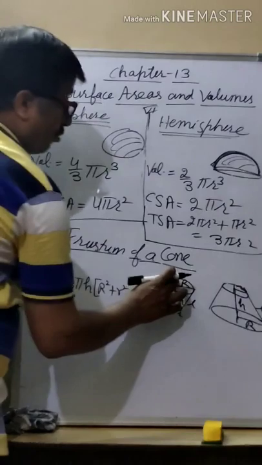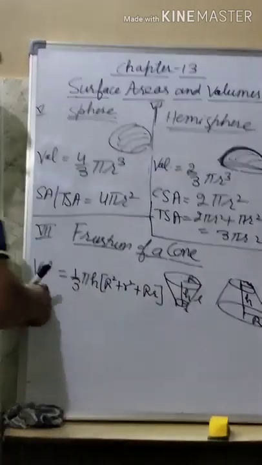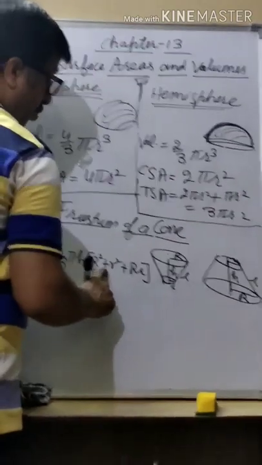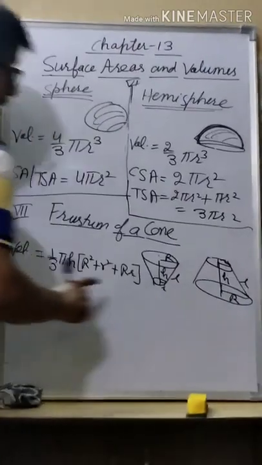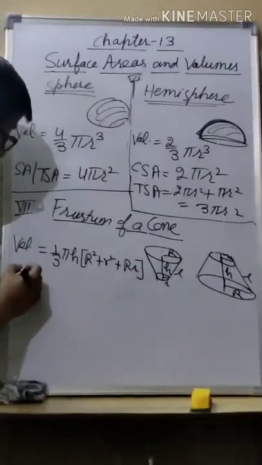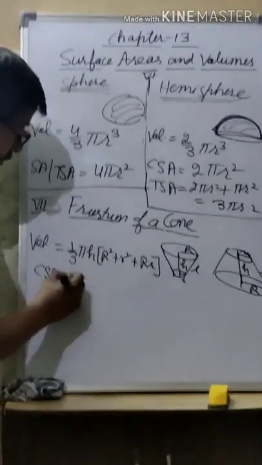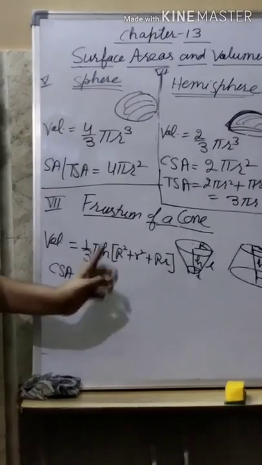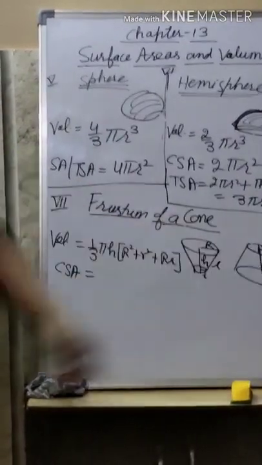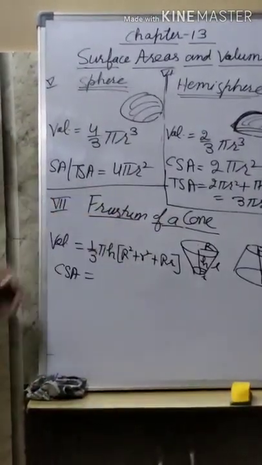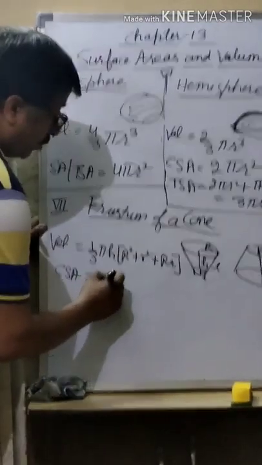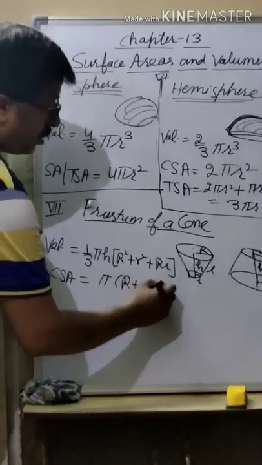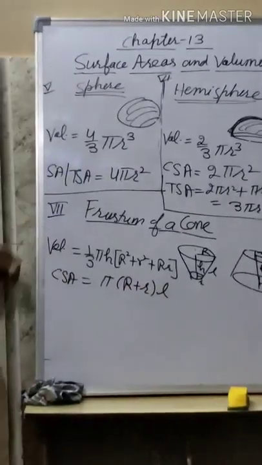So my dear students, the volume of a frustum of a cone is 1 by 3 pi h into (R square + r square + R into r). Now another one is the CSA of a cone. So CSA of frustum of cone, that is the curved face area of the frustum. You learn this: pi into (R plus r) into L.